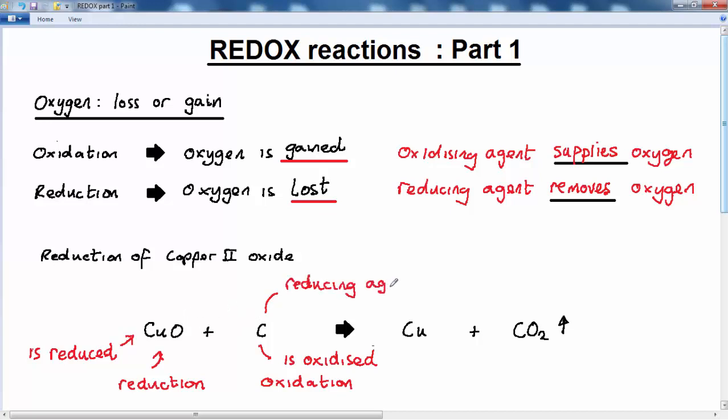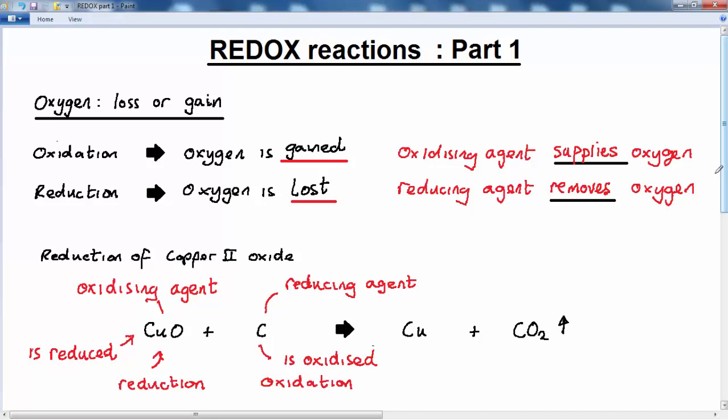Now, although you wouldn't conventionally think of copper oxide as a typical oxidizing agent, in the context of this reaction it is an oxidizing agent because it's supplying oxygen to the carbon to produce carbon dioxide. So in this reaction we can call it the oxidizing agent. So let's have a look at another example.